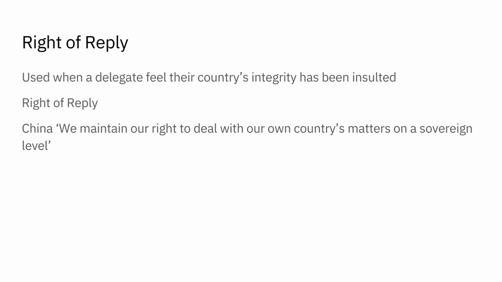When your delegation feels like your country's integrity has been insulted, you can use a right of reply. For example, China would say, we maintain our right to deal with our own country's matters on a sovereign level, when someone else tries to call them out for how they're dealing with a certain situation, such as businesses, and they think they're unethical. They can have their own reply because they may directly say the name China, and that is when they can use the right of reply. If they just say it in general and it's not hinting towards the country, obviously, then it's usually fine.